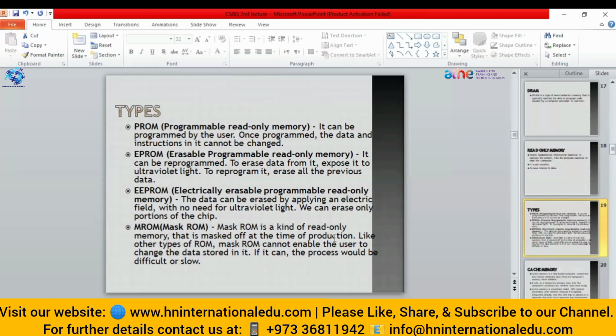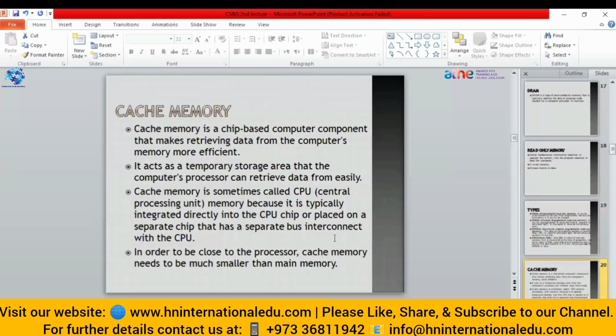Mask ROM is a kind of read-only memory that is masked at the time of production. Like other types of ROM, mask ROM does not enable the user to change the data stored in it. If it can, the process would be difficult and slow, so only extreme experts can rewrite it. That is also a kind of ROM, but it has more quality compared to ROM. In mask ROM, we cannot make changes, but there is a chance to write instructions in it, though that methodology is slow and difficult.